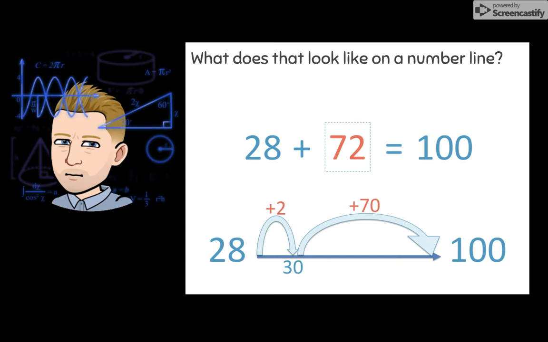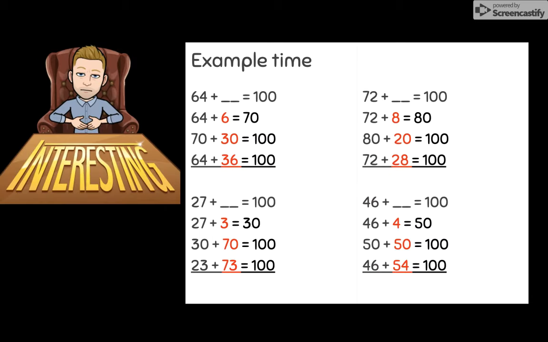How much have I added on to 28 in total to get it to 100? I've added on 2 and I've added on 70. So I put those numbers together and I get 72. So 28 plus 72 equals 100. Tidy numbers, guys. Really good strategy. Let's unpack some more examples.